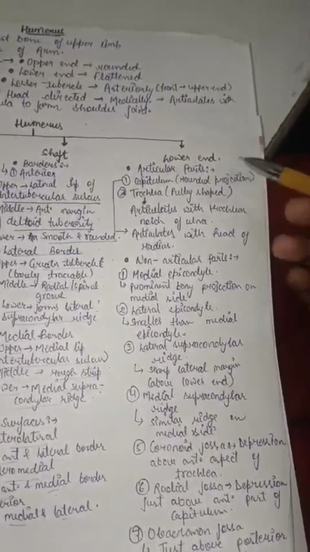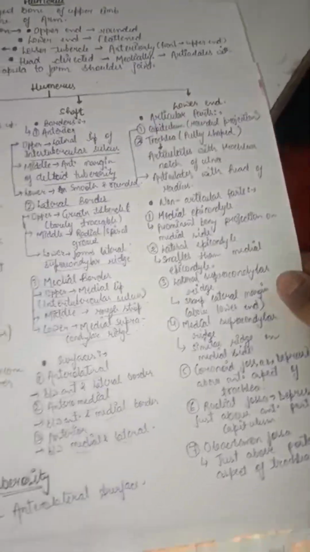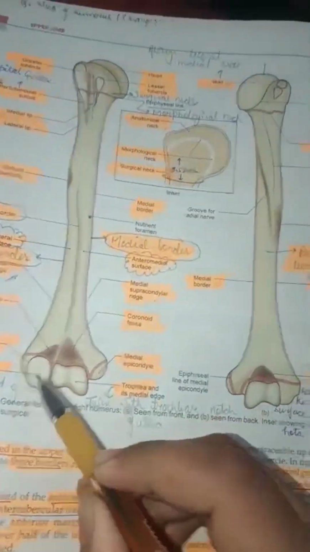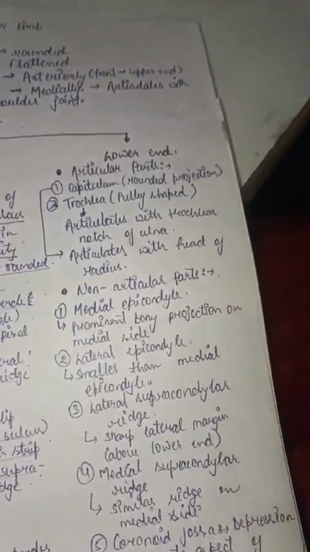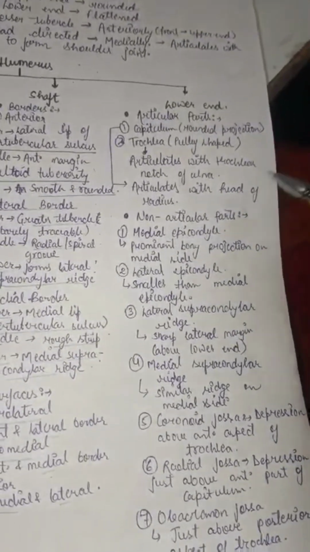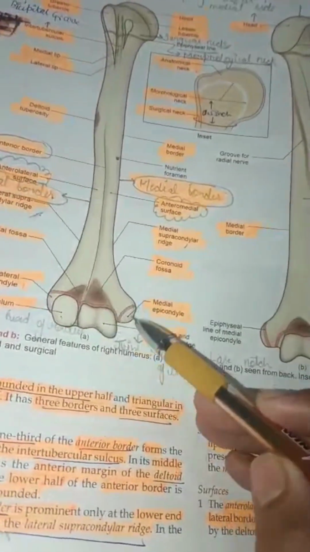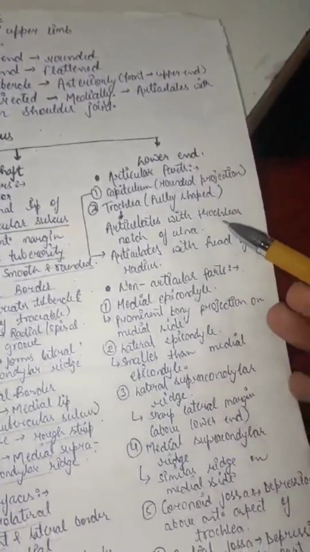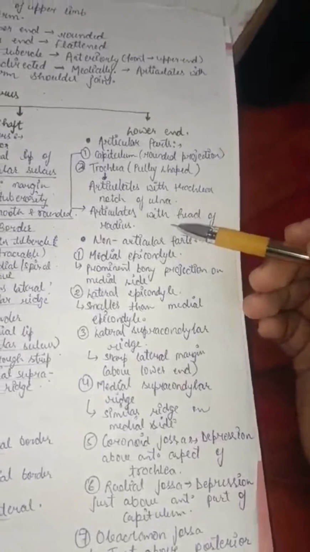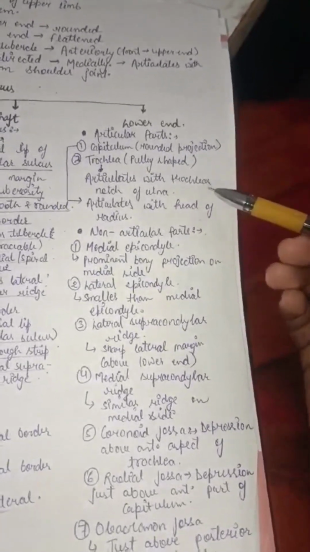It has articular parts as well as non-articular parts. In the articular parts of the humerus we have the capitulum. This capitulum is a rounded projection which articulates with the head of the radius. And the second one we have is the trochlea. Trochlea is pulley shaped. Okay, then it articulates with the trochlear notch of the ulna.